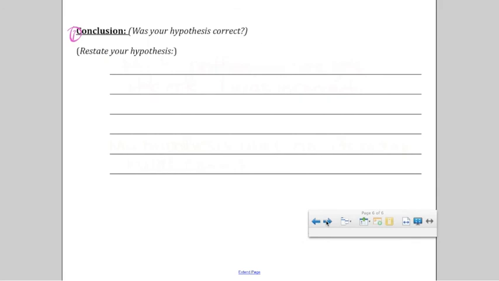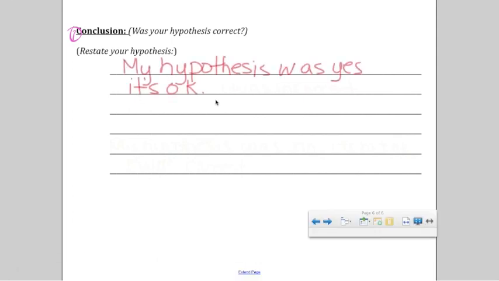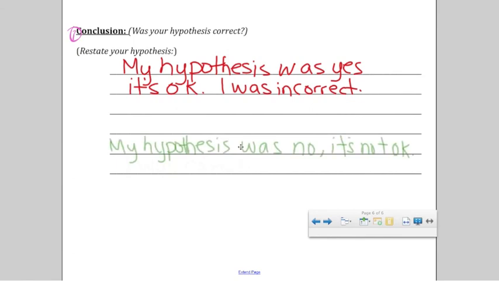Your conclusion then needs to tell about your hypothesis. If you said in your hypothesis that it was okay to text while driving, then you would have to put my hypothesis is incorrect. If you said in your hypothesis, no, it's not okay, then you would have to put my hypothesis was correct.